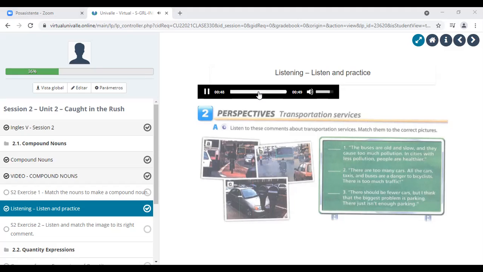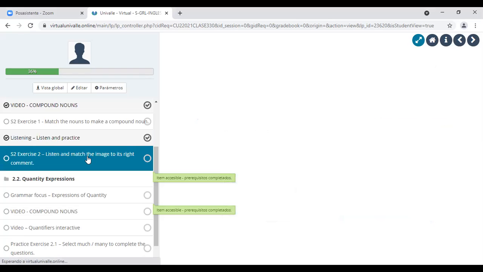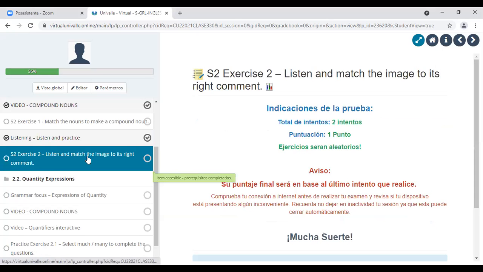Okay, so basically the track is related to the different transportation services, and they are describing different issues that they might be going through when it comes to transportation services. Okay, now we're going to go ahead, and you will have a second evaluated exercise: listen and match the image to its right comment. This exercise goes for 1 point, and you will also have 2 attempts. If you fail in the first attempt, you're going to have a second attempt to make it better, okay?